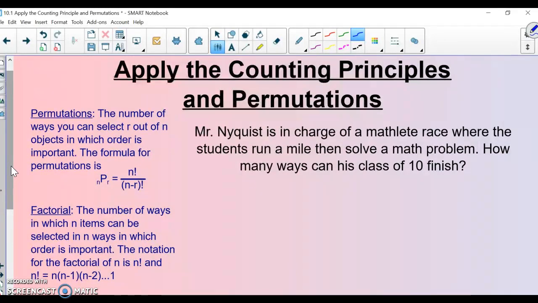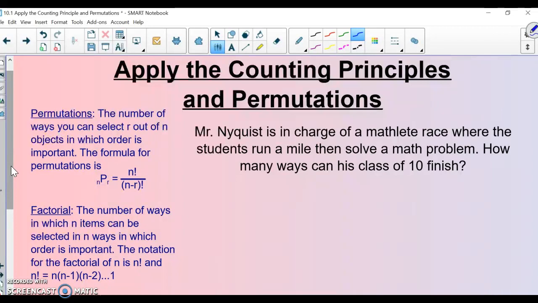Let's say that Mr. Nyquist is in charge of a mathlete race, where the students run a mile as fast as they can and they solve a math problem. How many ways can his class of 10 finish? So you guys are going to have to think about this and ask, is this the fundamental counting principle? Is this permutations? Is this factorial? We're going to look at other different options as well throughout the chapter, and you guys are going to have to select the right one.